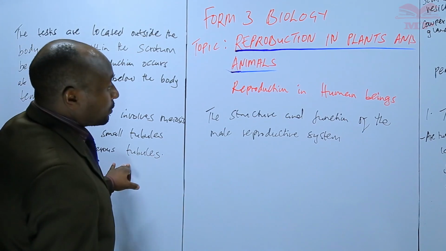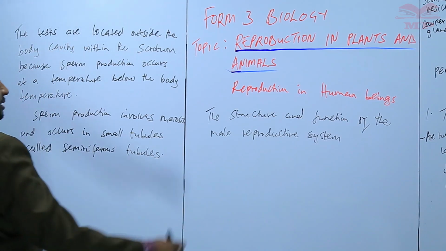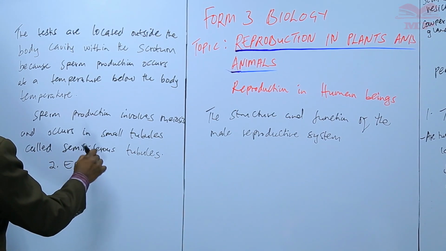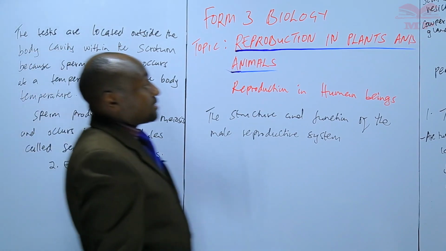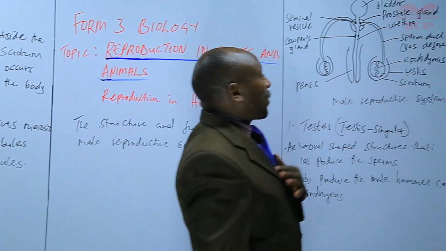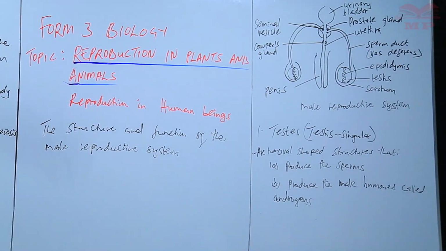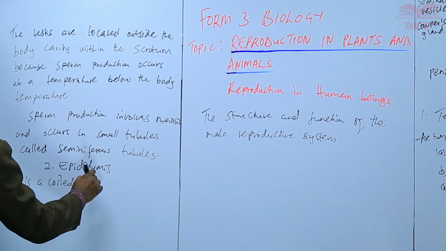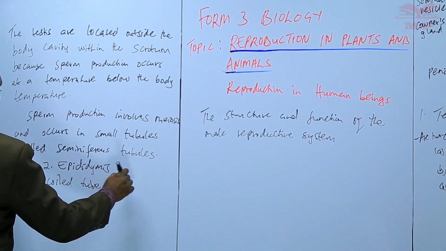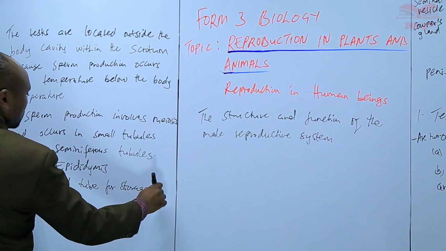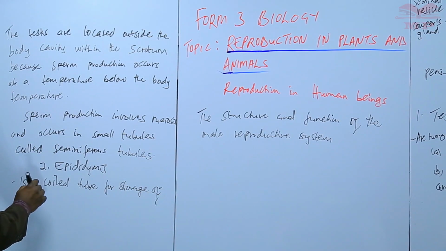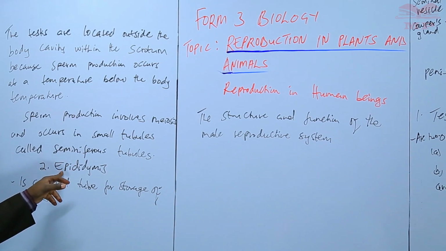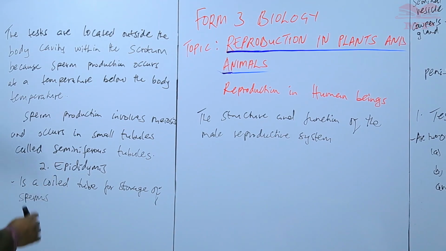And then after the testes, we have the epididymis. So this is a coiled tube where the sperms are stored. So this is a coiled tube for storage of sperms. So once they are produced in the seminiferous tubules, they are stored within the epididymis.